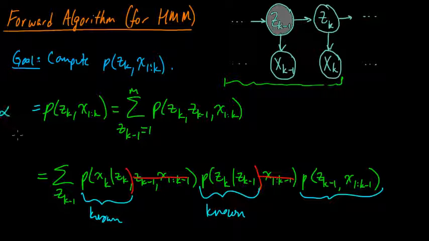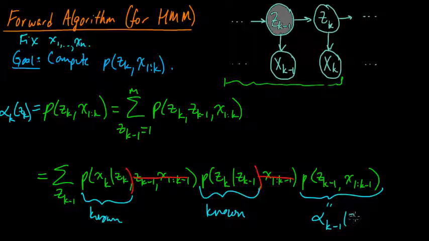Let's call this alpha k of zk. We're assuming that we're given some x's, so the x's are sort of fixed. If we fix the x's, the z's are the only thing that are sort of variable. So this is a function of zk and k. It also depends on k, of course. And so this, under that definition, is alpha k minus 1 of zk minus 1. So it depends on the value that zk minus 1 takes here.